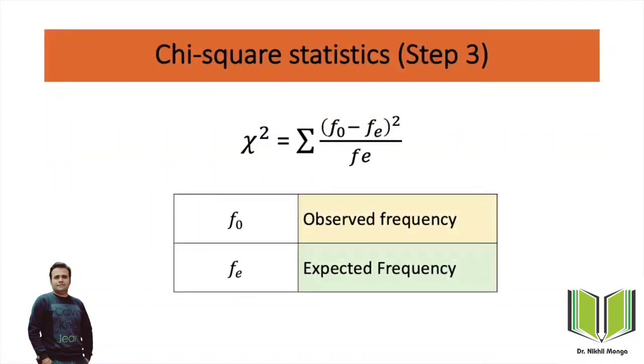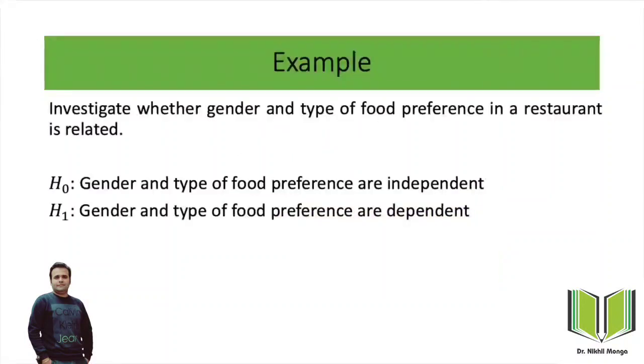Now the third step is the chi-square statistic. How can we do it? This is the formula for that. In this you can see the observed frequency, the expected frequency, the whole squared, and the summation of that squared difference divided by the expected frequency. So we get the value of the chi-square statistic, as you can see on the screen. I'll show you one example of how you can calculate it.